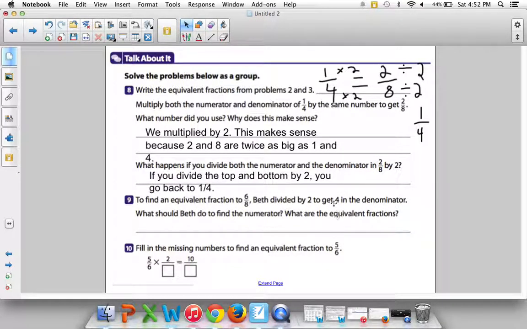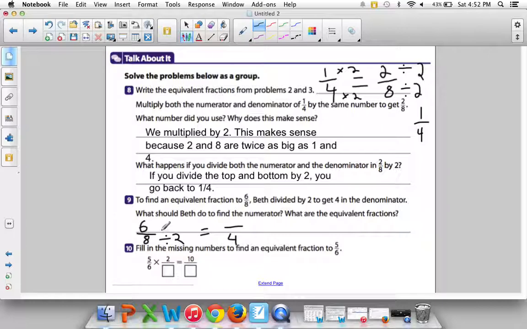Cool. To find an equivalent fraction to 6/8, Beth divided by 2 to get 4 in the denominator. What should Beth do to find the numerator? Oh, the denominator. Okay, I got it. So they're saying, here's this fraction, 6/8, and the denominator, the bottom number, that she divided by 2, and her new denominator, that means her new bottom number, is 4. What should Beth do to find the numerator? Well, if you divide the bottom by 2, you should also divide the top by 2.